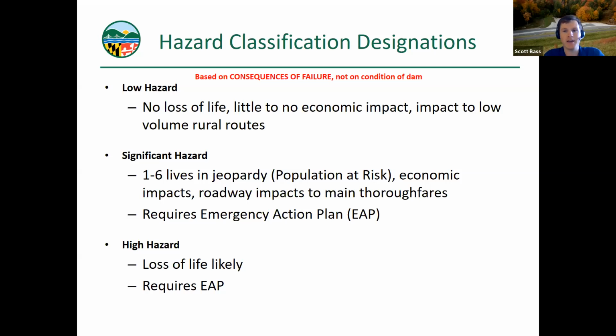And so the significant hazard dams means that 1 to 6 lives could potentially be in jeopardy. And this is a concept known as population at risk that we'll get into later. You could expect economic impacts, roadway impacts to main thoroughfares. High hazard means loss of life is likely. This is different than population at risk, which we'll get into later. And both of these 2 higher classifications require an emergency action plan.